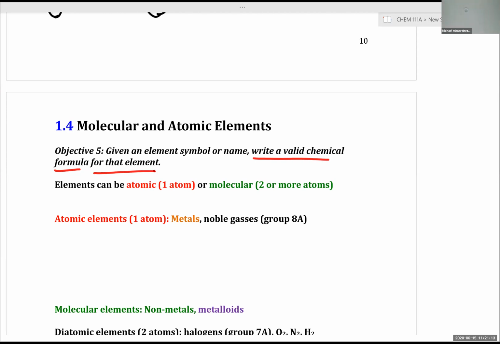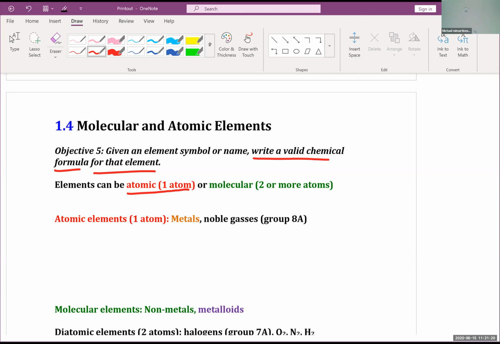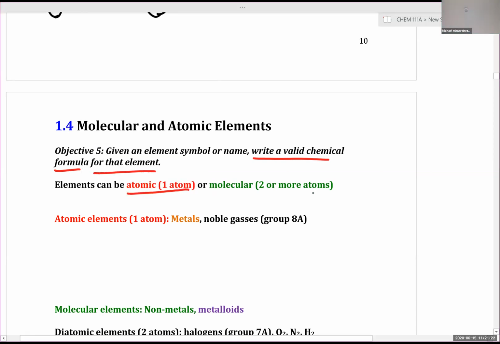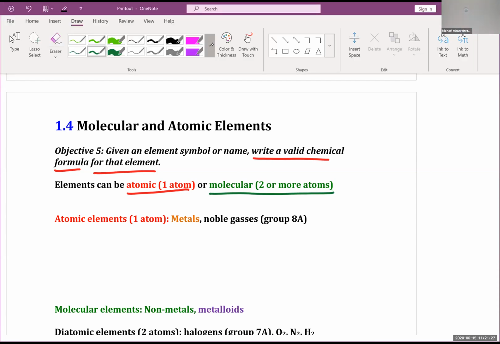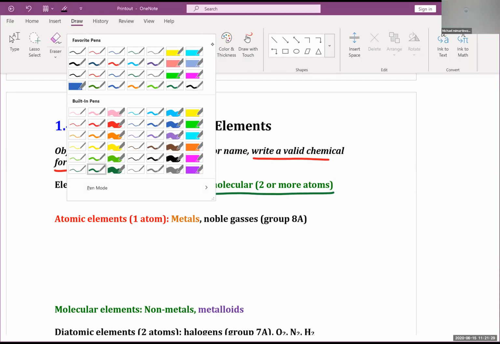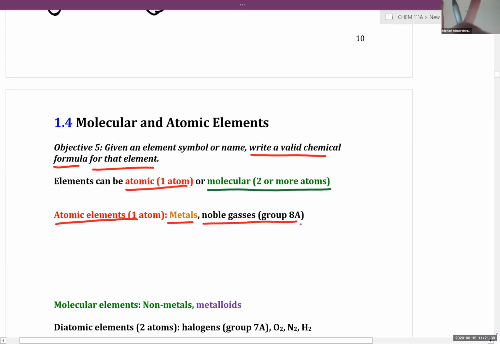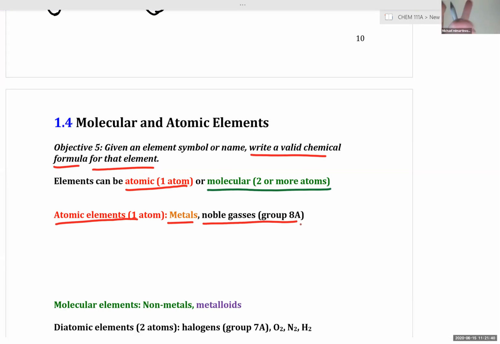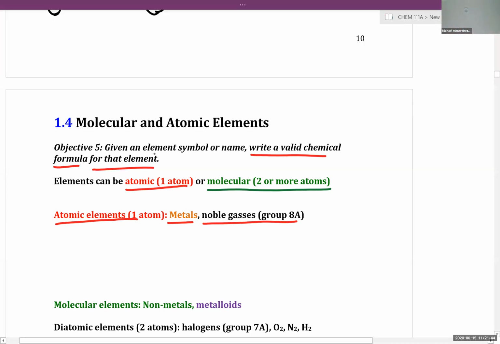So elements can be either atomic, consisting of a single atom, or they can be molecular, where they're comprised of two or more atoms. Your atomic elements, single atom, are your metals or your noble gases. So let's give an example of each. Would someone like to volunteer? What is an example of a metal that you'd like us to write? Any metal.